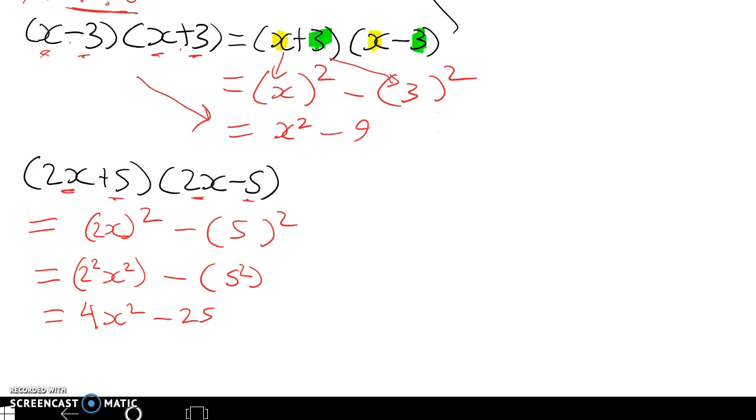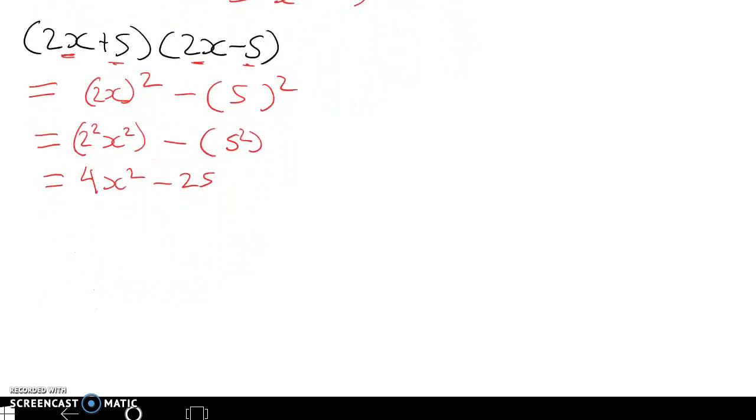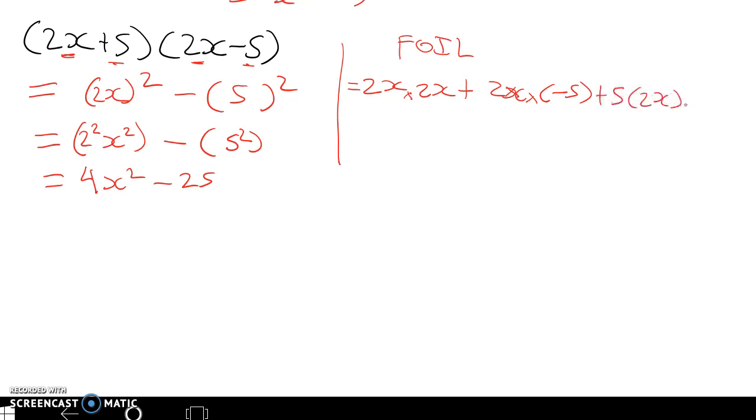See how nice and simple and straightforward that is compared to using FOIL? If I used FOIL, I would have had to do 2x times 2x plus 2x times minus 5 plus 5 times 2x and then minus 5 times 5. So instead of working all this out, I can just go straight to that solution. That is the selling point of using this difference of two squares method. So that was the expansion method. Now we will look straight away at the factorization.